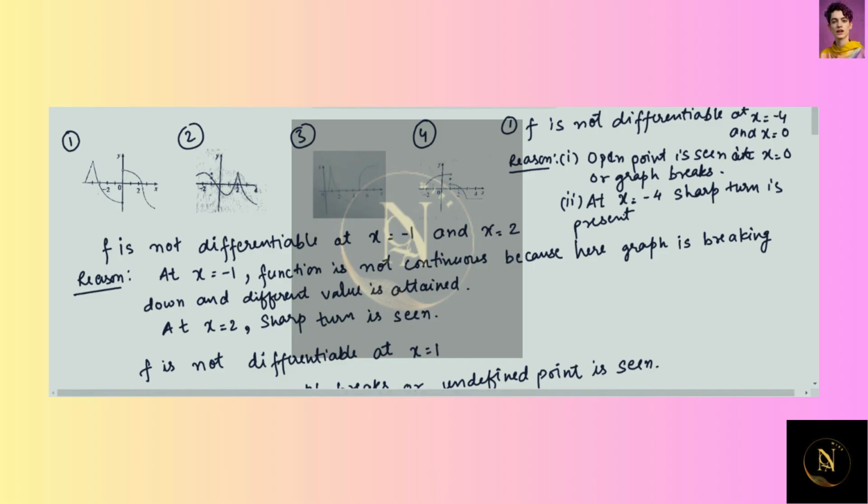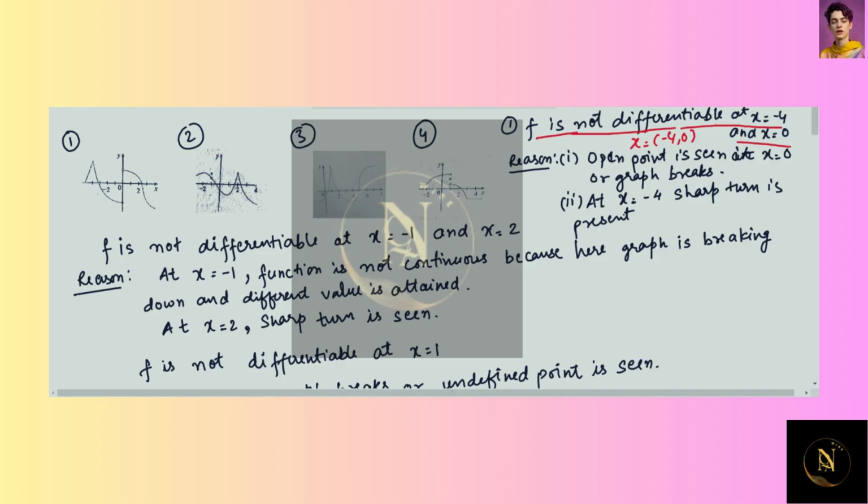In this problem, it is given that the graph of f is given. State with reasons the number at which f is not differentiable. So for the first curve, we can see here that function f is not differentiable at x equals minus 4 and 0. You can write here x equals minus 4, 0.